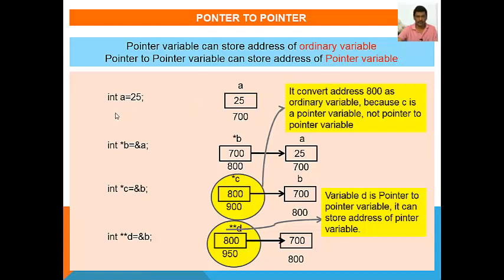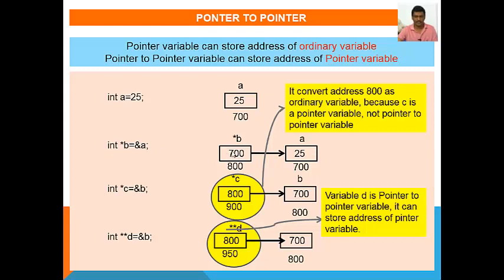So for example, int a = 25. This is a location name. The value at location 700 is the address of that location. Next line, int *b = &a, that is the address of a. What is the address of a? 700. 700 is assigned to b. b is a pointer variable, so it can hold the address of an integer variable. So here we assign the integer variable's address to b, so 700 is stored as an address. That is, it points to a.